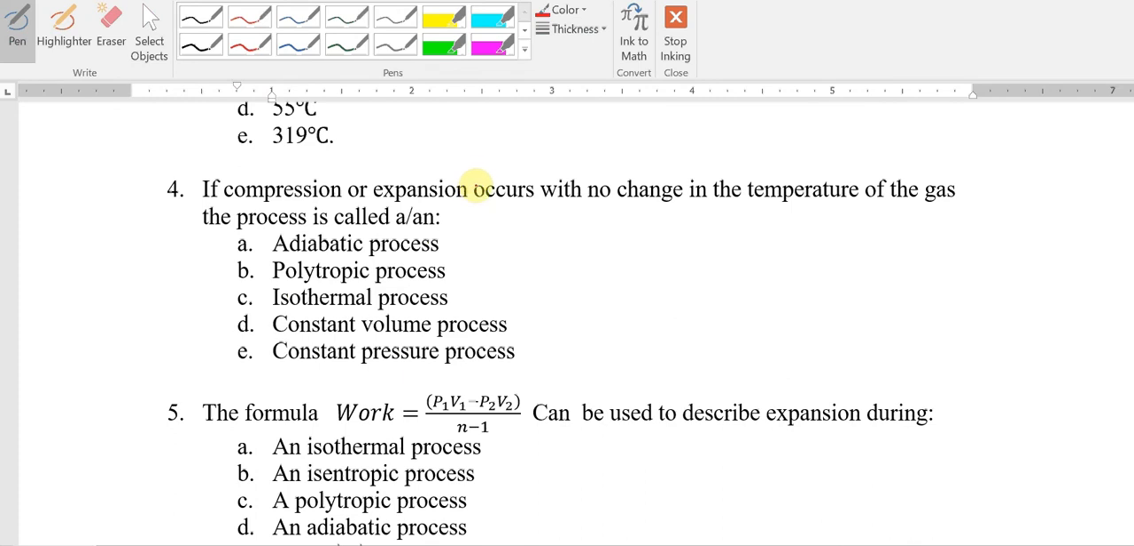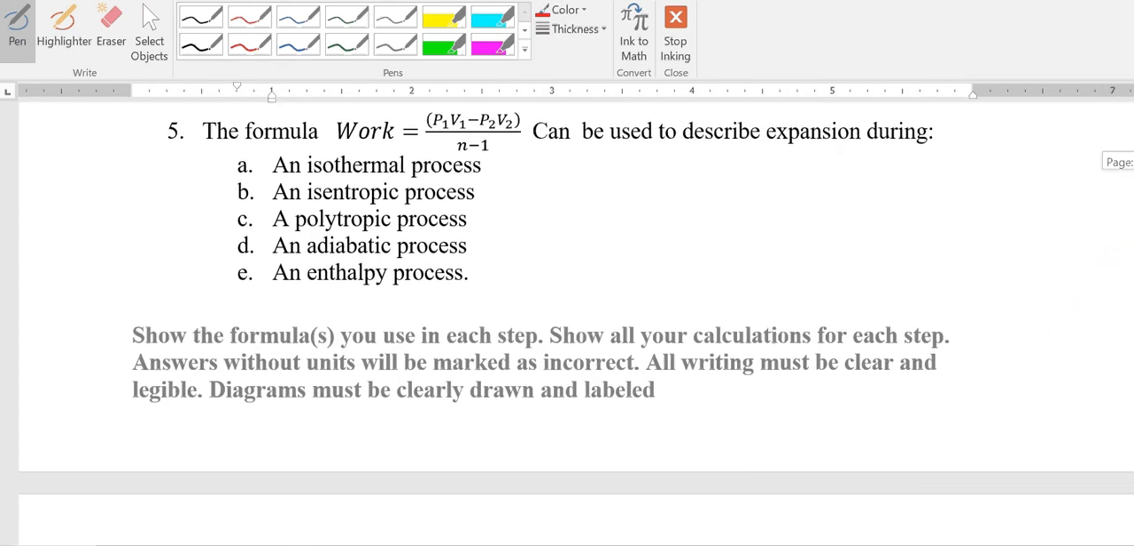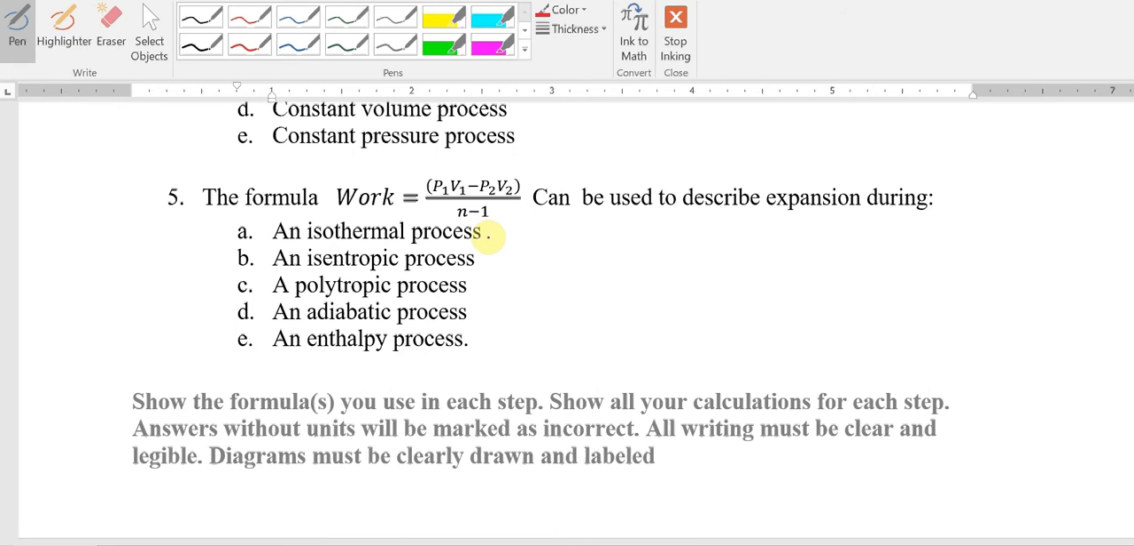If compression or expansion occurs with no change in temperature, right? No change in temperature, that's the definition of an isothermal process. So isothermal it is. The formula for work, P1 V1 minus P2 V2 over N minus 1. We can't use that for an isothermal process, N equals 1, so that doesn't work. We could use it for an isentropic process, we could use it for an adiabatic process, but the most correct answer is the polytropic process is the one that we would use that for.